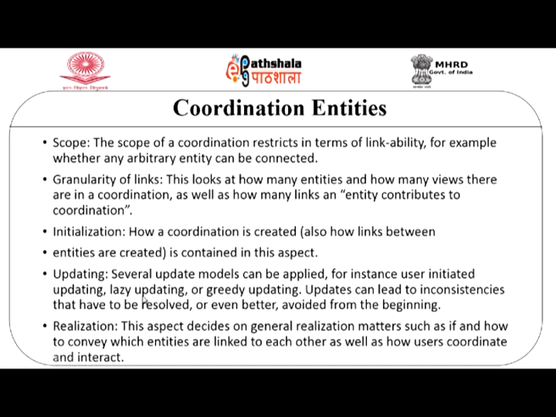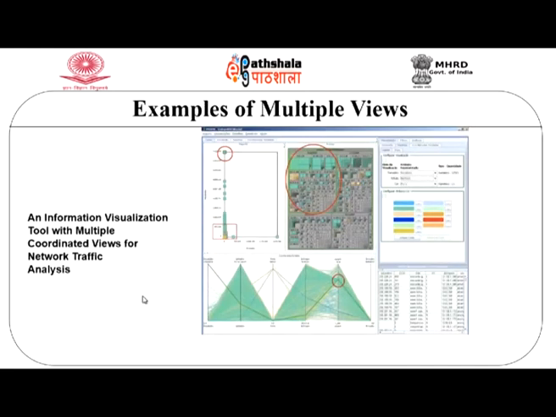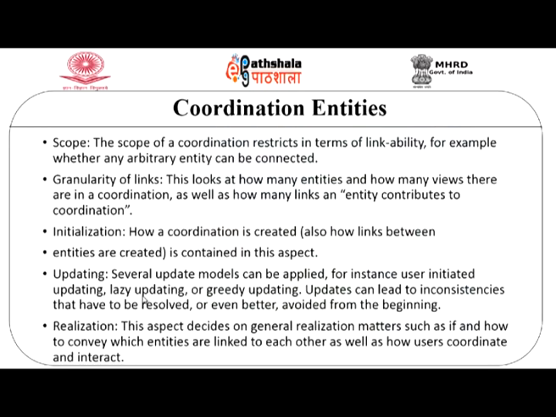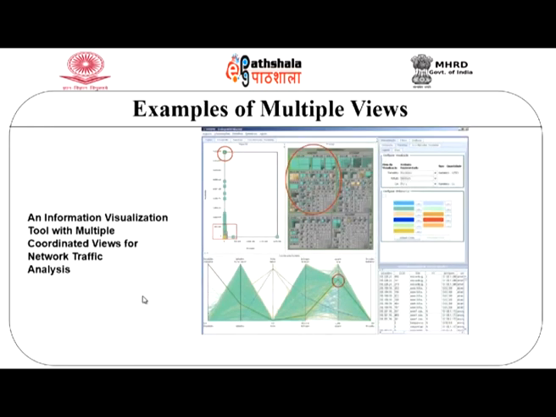The next one is realization. This aspect decides on general realization matters such as if and how to convey which entities are linked to each other, as well as how users coordinate and interact with each other. So, having looked at the various coordination entities, let us have a look at the various examples of multiple views.